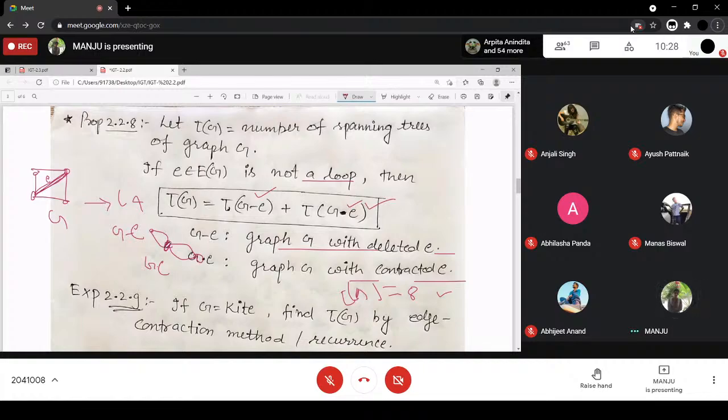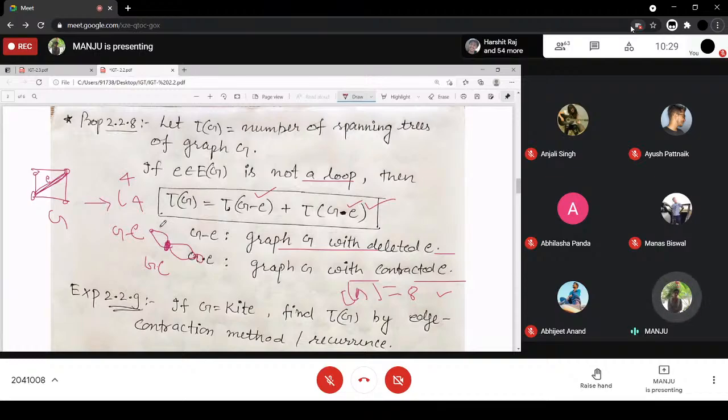Okay, clear? Yes, ma'am. So how many spanning trees for G will there be according to this one? It will be tau of G minus E. There are 4 spanning trees, plus how many spanning trees can you find for this figure?